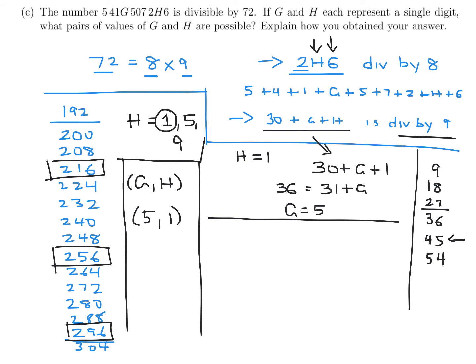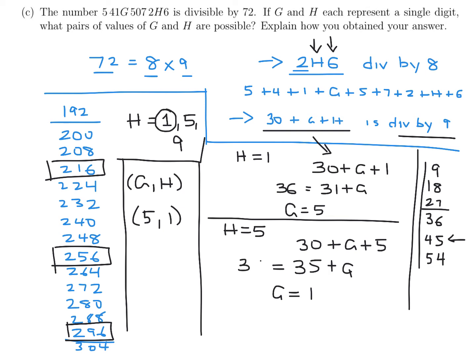So we took care of that one. And then now we do H equals 5, and that means 30 plus G plus 5 this time. That would be 35 plus G is some multiple of 9. We look at those multiples of 9, and it looks to me like in this case, G is a 1, right? Because if it was equal to 45, G would have to be 10, and that's not possible because G is just a single digit. So in this case, G is equal to 1 when we set it equal to 36. Yeah, 36. I have to make sure here, do it right. Okay, so there I got another combination of 1 and 5 this time.